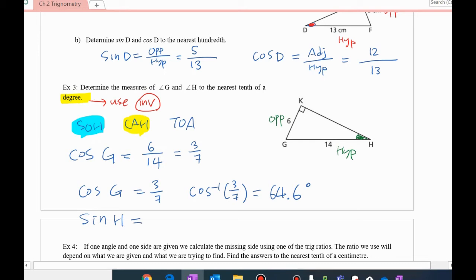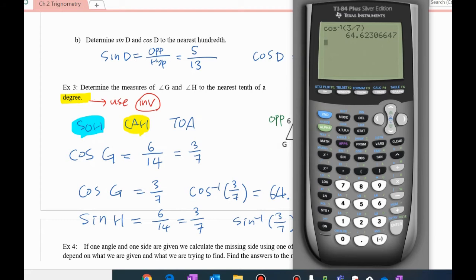Sine of H is opposite over hypotenuse, which is 6 over 14, and that is 3 over 7. So we're going to use inverse sine, because we want to know the angle measure. So inverse sine of 3 over 7.